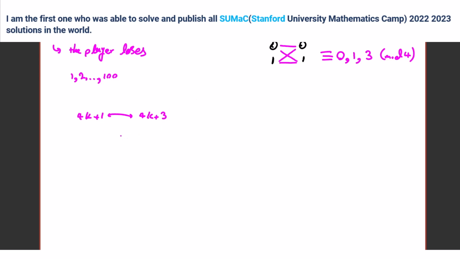So then if you sum those two together, then you'll get... We have also 4k and 4k plus 2, right? Yeah. 4k has no effect on the remainder, right? Yeah, 4k plus 2.